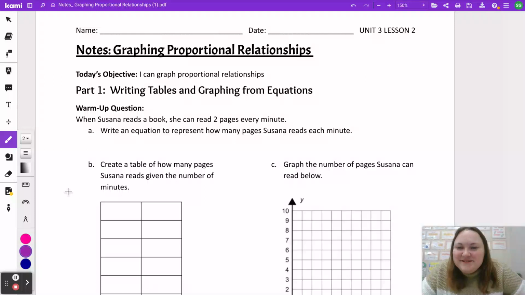Hello, pre-algebra students. This lesson is going to be on graphing proportional relationships. This is part 1 of this lesson. There will be a video as well for part 2.